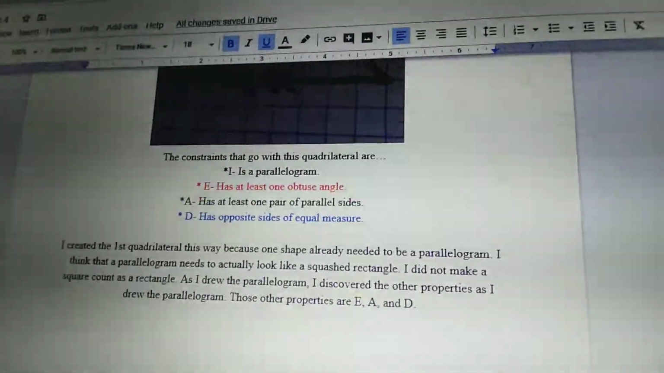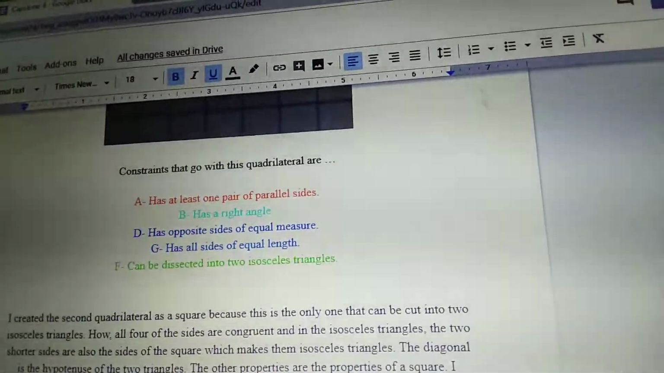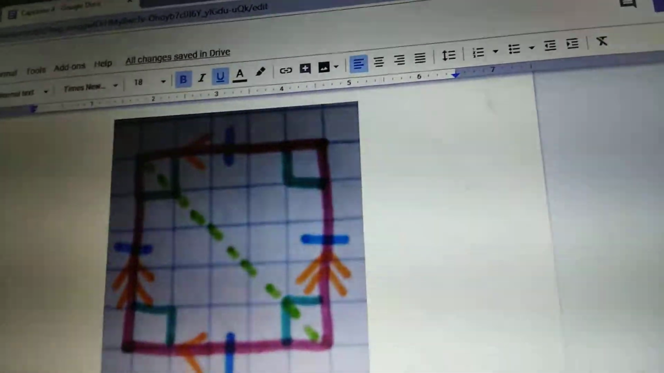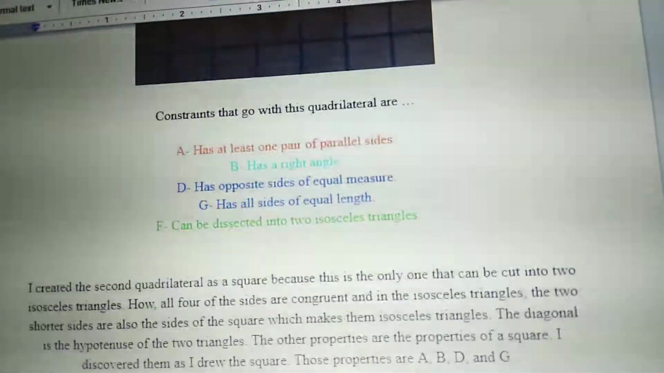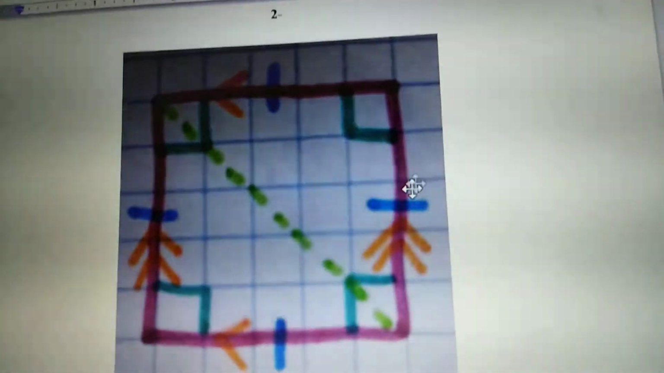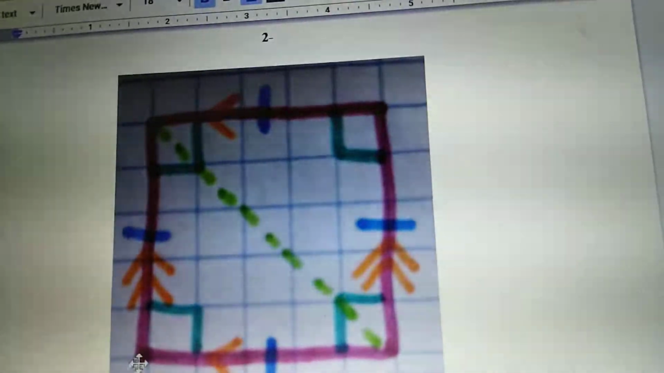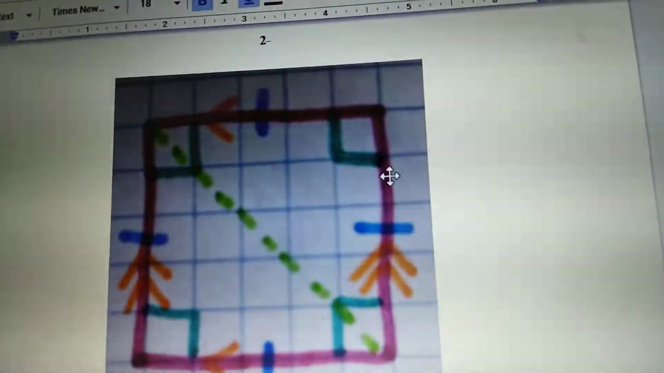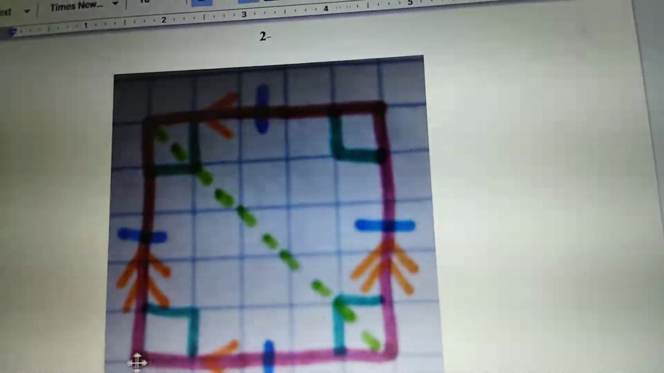And now moving on to the second quadrilateral. I chose to draw my second quadrilateral as a square, as you can see here. And the constraints that go with the shape are: A has at least one pair of parallel sides, and I did show it right here, here, here, and here. So basically I showed that these two sides and these two sides are parallel, or you can just think of them as the opposite sides.